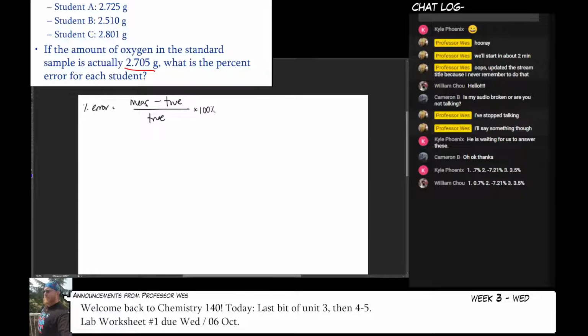There we go. So student A's value, 2.725 grams. We'll subtract the true value, 2.705 grams, divided by the true value, times 100%. And so we'll do our subtraction vertically over here. And you can see that student A was pretty close for his result.